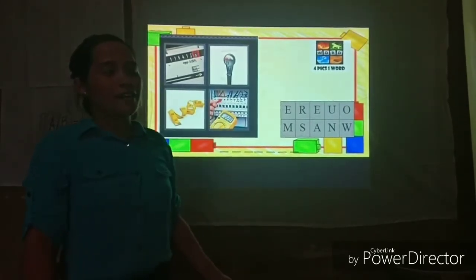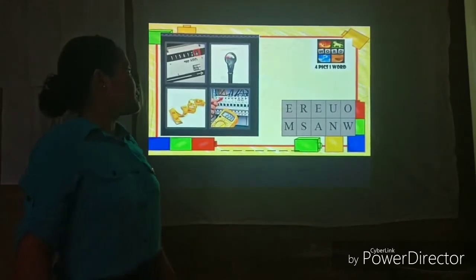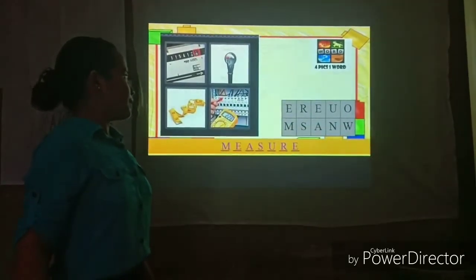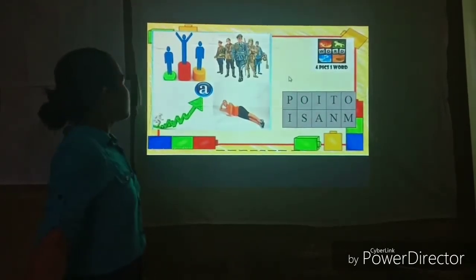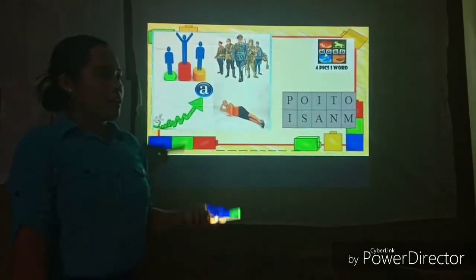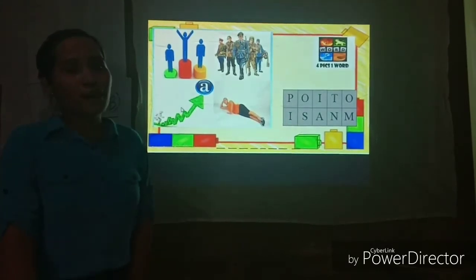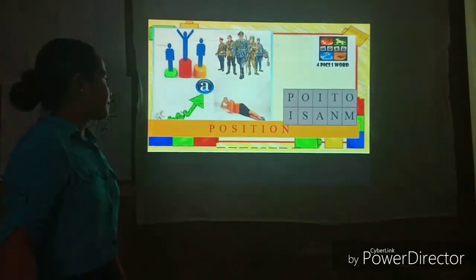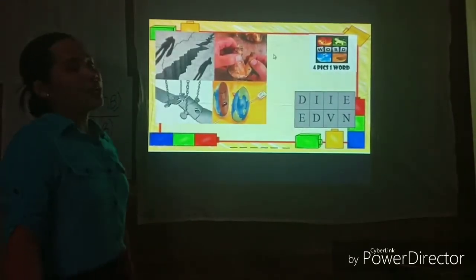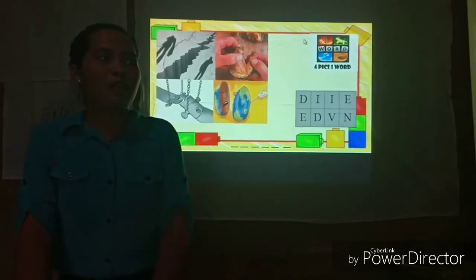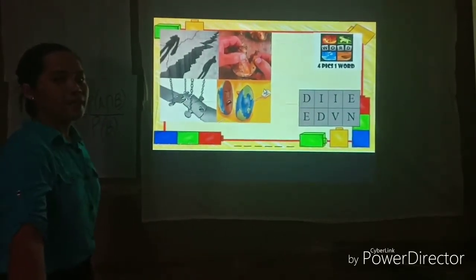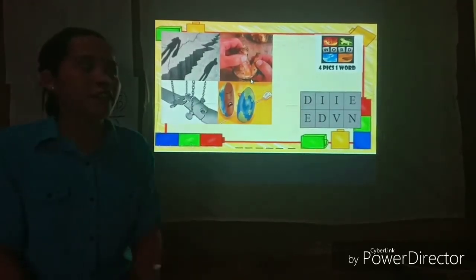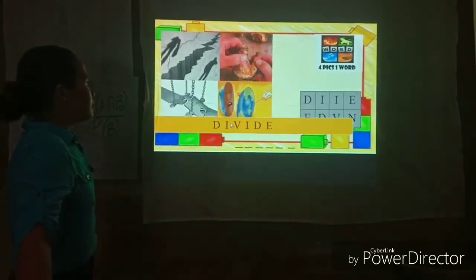Yes, group 1. Very good. It is measure. How about this one? Yes, very good. It is all about position. This one. What word is described in these 4 pictures? Yes, group 4. Very good. It is divide.